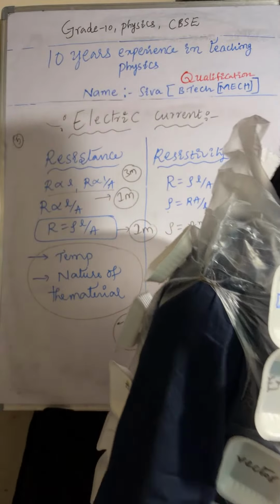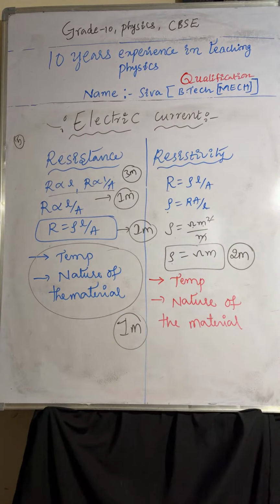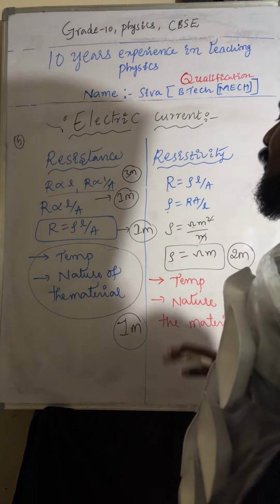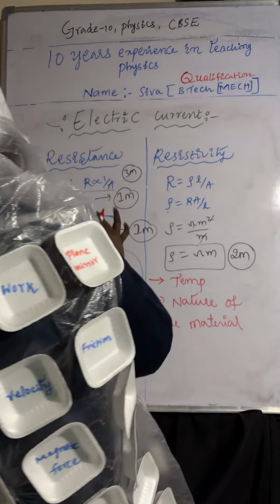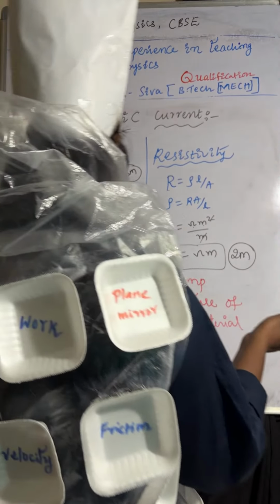Does resistivity depend on physical dimensions? No, resistivity does not depend on physical dimensions. Resistivity depends on temperature and nature of the material. It does not depend on physical dimensions. So it's very, very important. Make sure that you are following all these points. I hope it is very clear. So this is about resistance and resistivity.